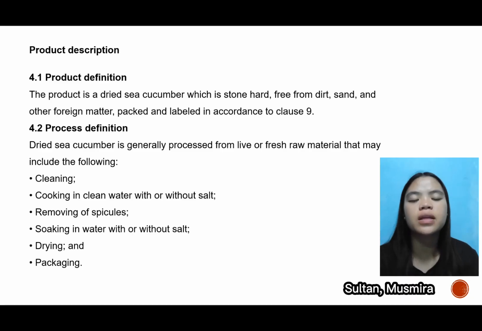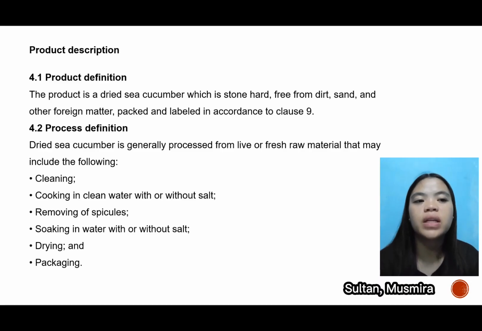Next is the process definition. Dried sea cucumber is generally processed from live or fresh raw materials that may include the following. Number 1 is the cleaning, how you clean it, and the next is the cooking in clean water with or without salt. Next is the removing of viscera.